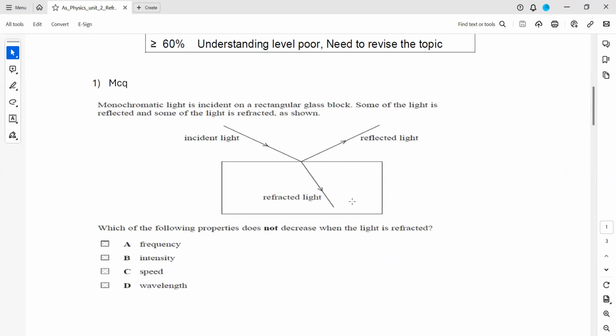The frequency, because frequency does not change. The speed will change, the wavelength will change, but the frequency does not change. So frequency will remain the same.